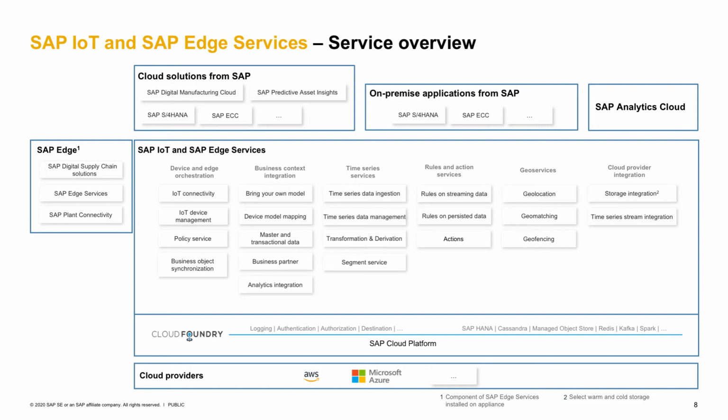Now, those edge services have multiple capabilities that I will jump into quickly, but I will just quickly go through the cloud portion as well. So we have those categories where we need to have offerings in terms of device connectivity, device orchestration, and edge orchestration. We have the contextualization where you can say, okay, I'm bringing my own model. I don't want to have the semantics that SAP is offering within IoT. I want to integrate with business partners. We have the time series services that basically do the ingestion and the data management and orchestrating the big data lake. Rules and action services, geo services, and also the cloud provider integration that I mentioned at an earlier stage.